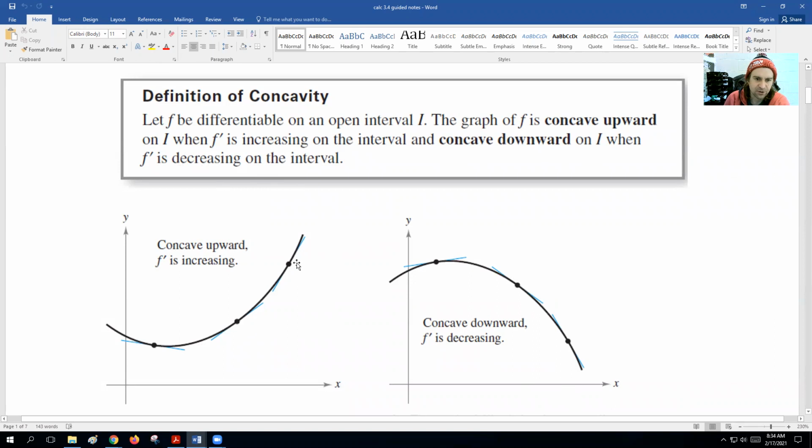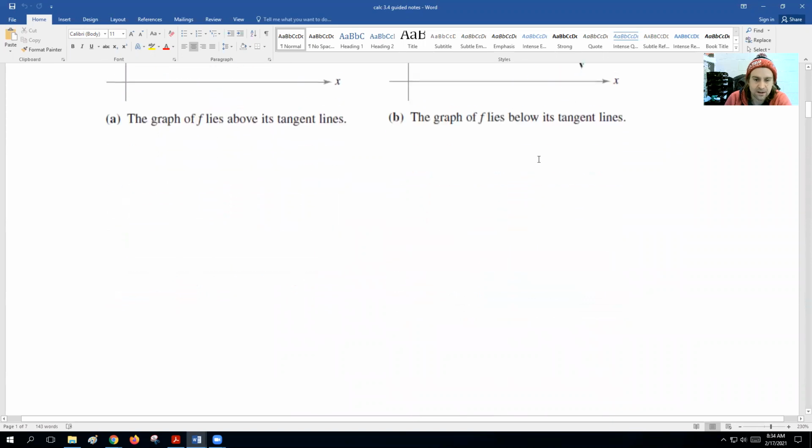Now the easiest way is just to look at the concavity. Does the graph curve up? That's concave up. Does the graph curve down? That's concave down. If the graph is flat, that is no concavity, or it's just a horizontal line.